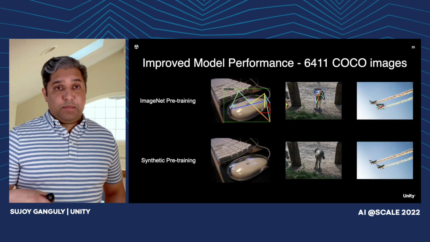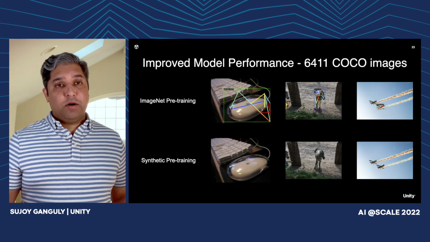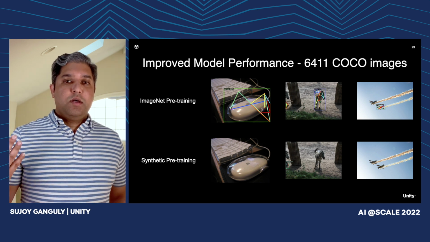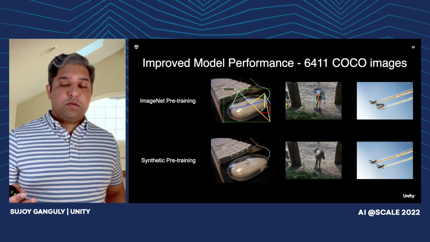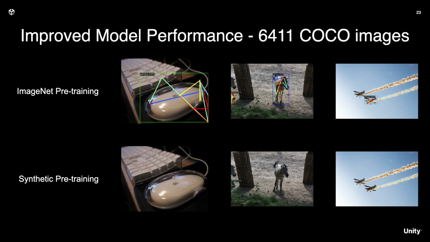Now, what does that mean? It's great to talk about some number called key point or bounding box precision. What it means is that we're eliminating false positives. So here in the top row, you see the ImageNet pre-training, shown with just 6,411 COCO images. And you see that for some reason, an ImageNet pre-trained model fine-tuned on COCO thinks that this mouse and plane are people, whereas something that's trained with synthetic data does not have that problem.